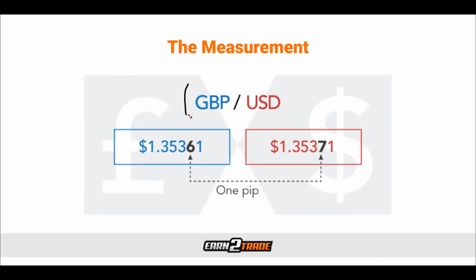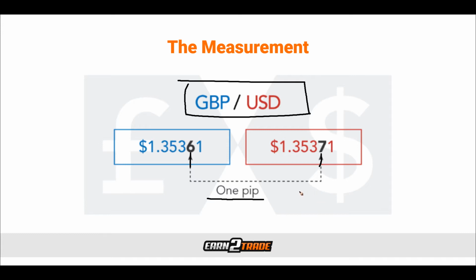So using the pound dollar as an example over here, if we have a change between this 6 on the left to the 7 on the right, this equates to price having changed 1 pip. We have gone up 1 pip because remember, the 4th decimal place over here and over here represents the pip. So as we increase in moves of 0.0001, that is going to be the measurement of 1 pip.